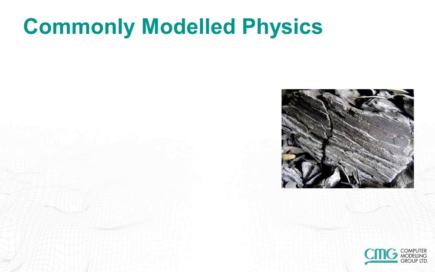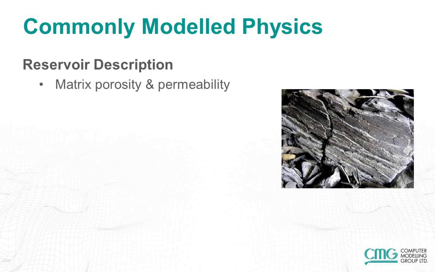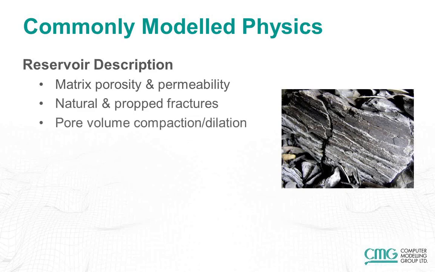So when we look at a typical reservoir model for an unconventional field, there's a few things that we will always be adding to the models. In the reservoir description, we'll be adding things such as our matrix porosity and permeability, but we also need to account for the properties of the fractures. So we want to put in properties of permeability for our natural fractures as well as our prop fractures. If we have closure of fractures, we need to account for pore volume compaction and dilation, which can also affect the permeability as well. If we have high velocities within our fractures, we can also encounter non-Darcy or turbulent flow, which can hinder production.